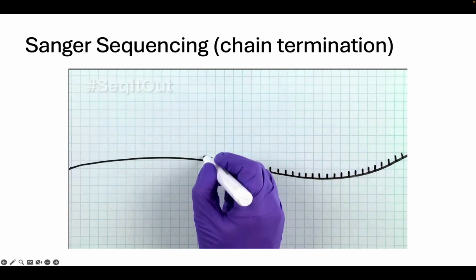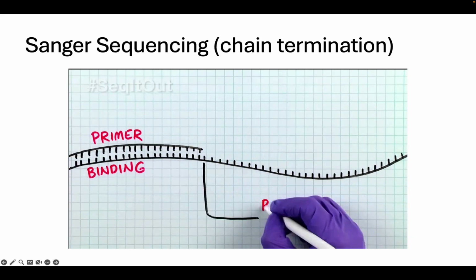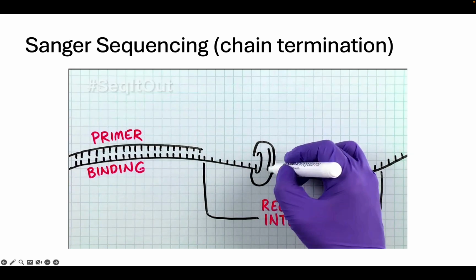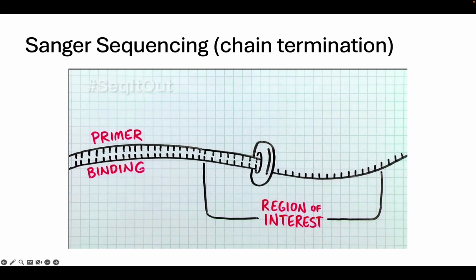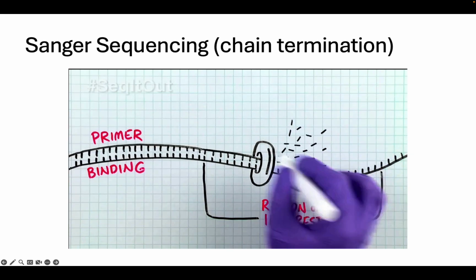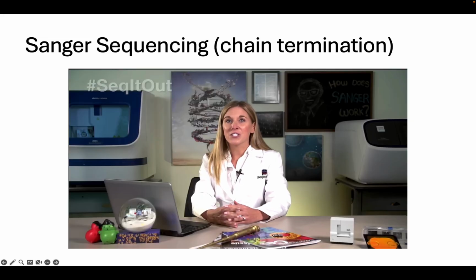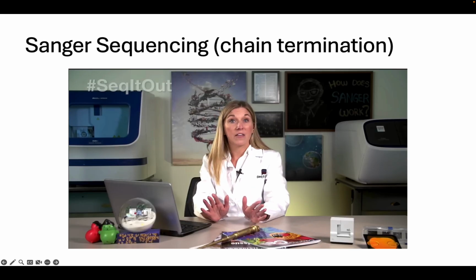It all starts by having a short primer binding next to the region of interest. In the presence of the 4 nucleotides, the polymerase will extend the primer by adding on the complementary nucleotide from the template DNA strand. To find the exact composition of the DNA sequence, we need to bring this reaction to a defined stop that allows us to identify the base at the very end of this particular DNA fragment.